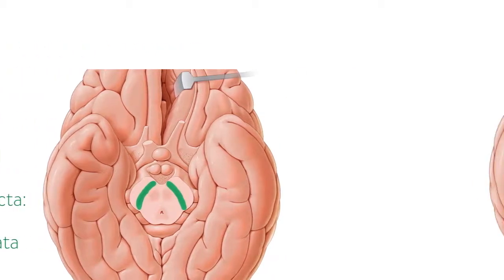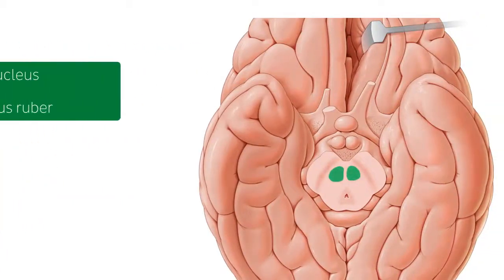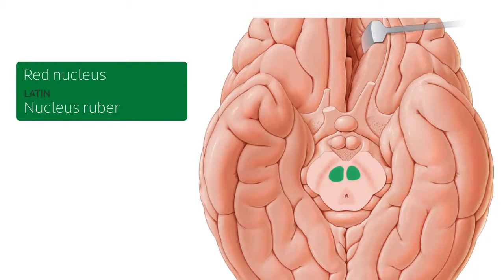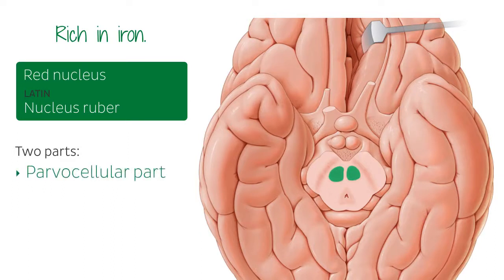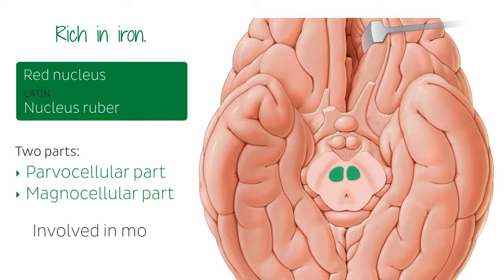Next, we're going to be highlighting here what is known as the red nucleus, which is located between the substantia nigra and the central gray matter. It is called the red nucleus due to its pale pink color as a result of being rich in iron. The structure is comprised of two parts, the parvocellular part and the magnocellular part. Now, this nucleus is involved in motor coordination.